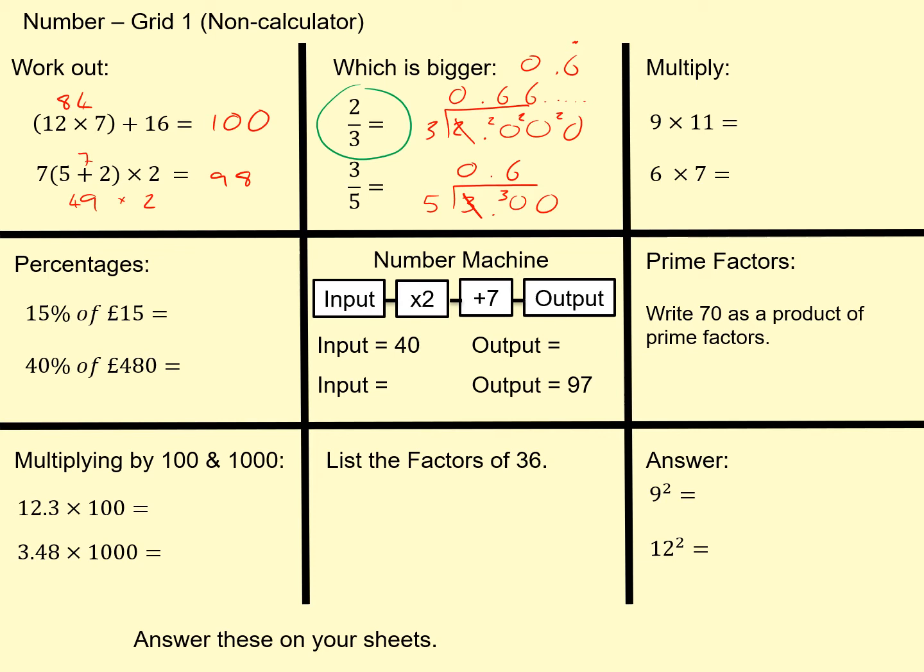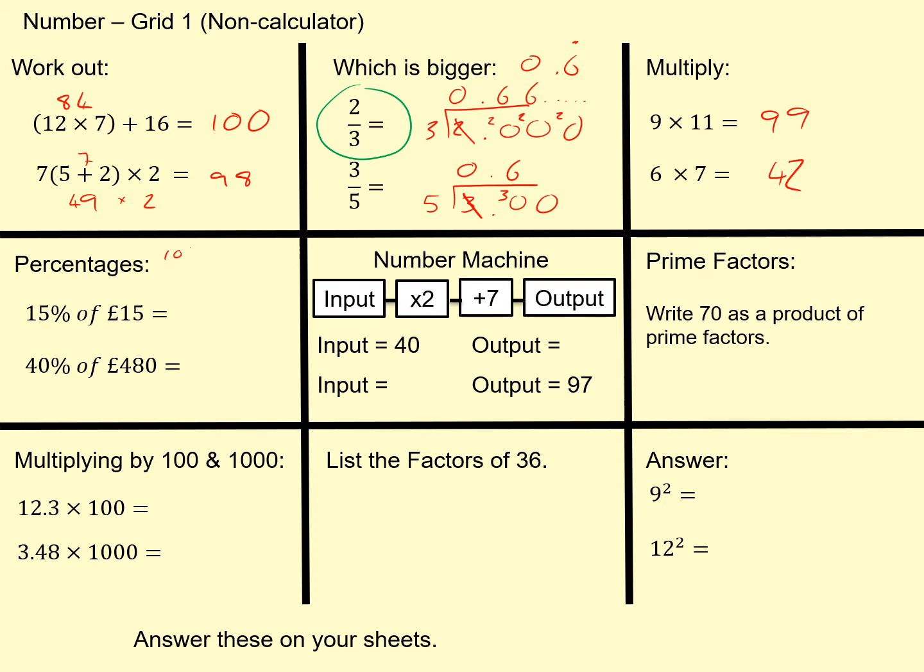Next up, some quick mental arithmetic. 9 times 11 should get us 99. 6 times 7 is 42. And then on to some percentages. So 15% of £15. Quite common to get the answer 1 for this, but it's not. So let's have a look.